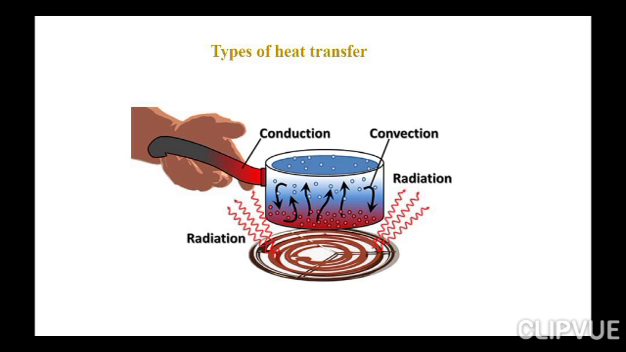First of all, we should know what is heat transfer. Heat transfer means transmission of heat energy from one region to another region due to their temperature difference. There are mainly three types of heat transfer: conduction, convection, radiation. Now, what is conduction, convection, radiation?